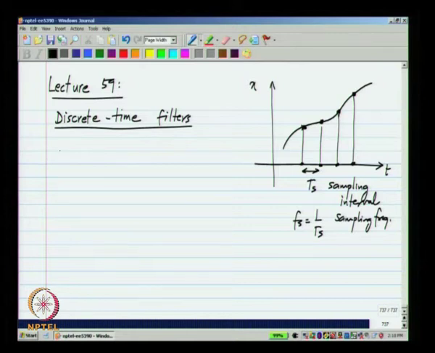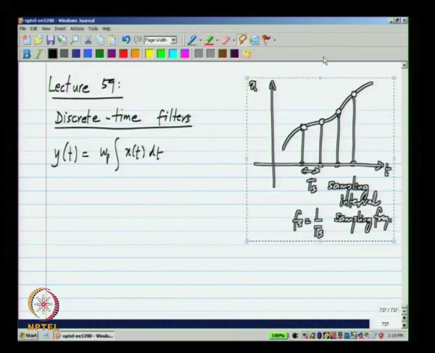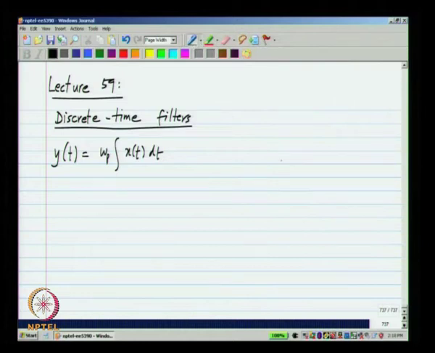Now, let us say we had an integral relationship between y and x, that is y is the integral of x over time. Now, how do we implement this in the discrete time domain?